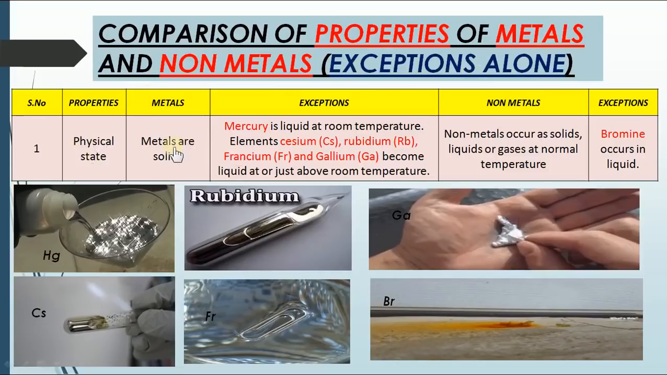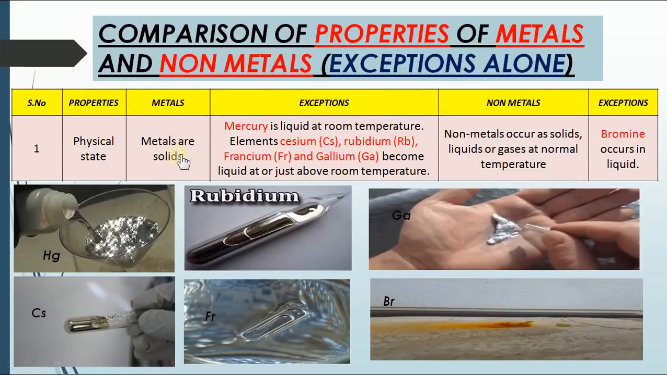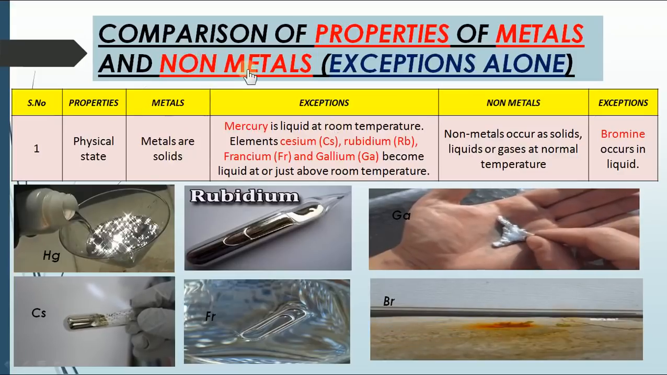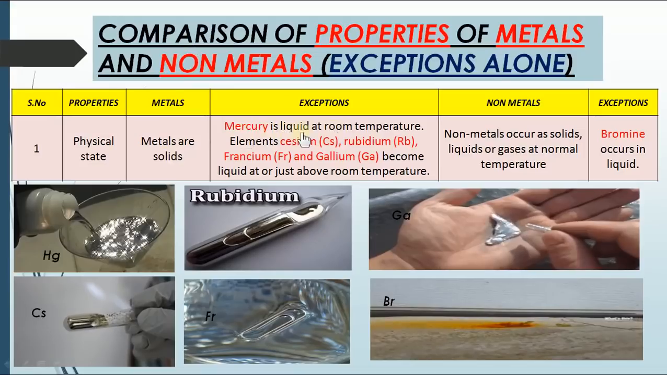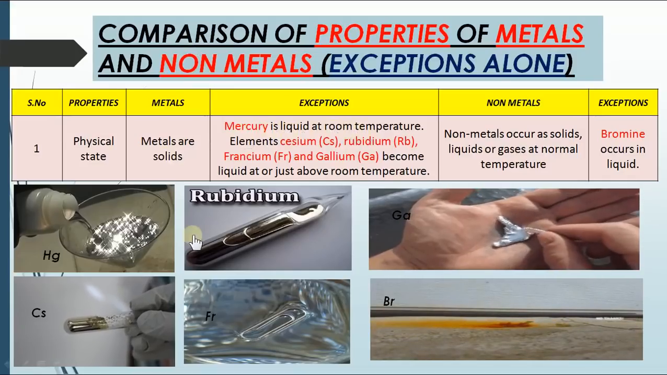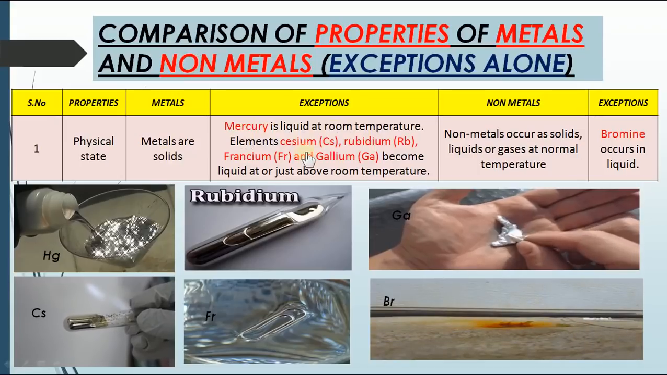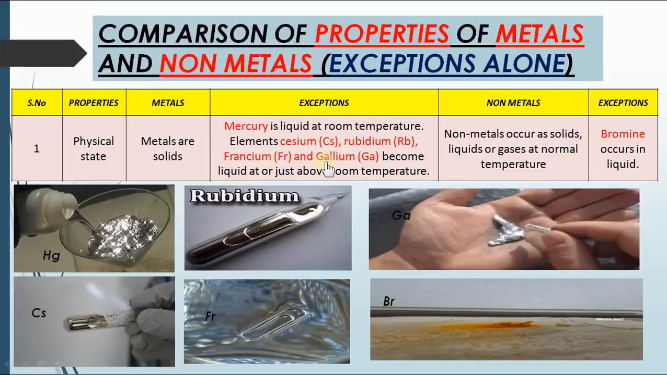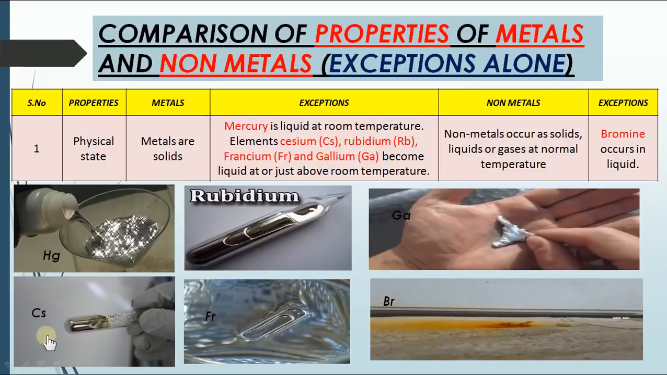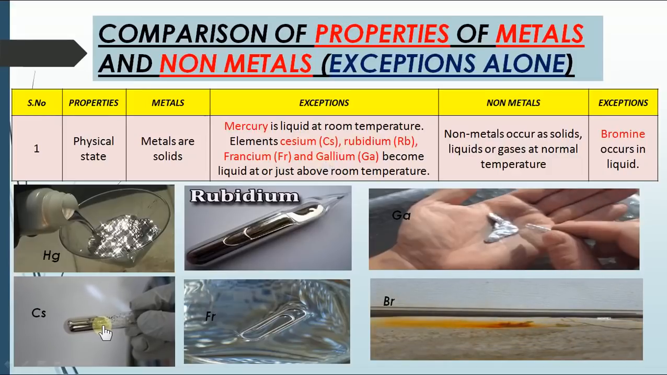We know that metals are solids. Mostly the metals are solids. Very few metals are available in liquid state. We know very well that mercury is a liquid at room temperature, whereas the other metals like cesium, rubidium, francium and gallium, you could see the cesium is slowly converted into liquid above room temperature.